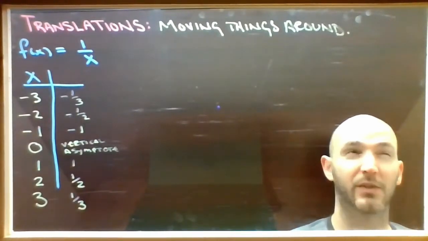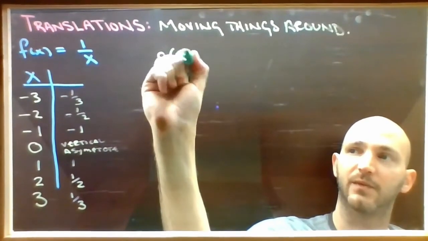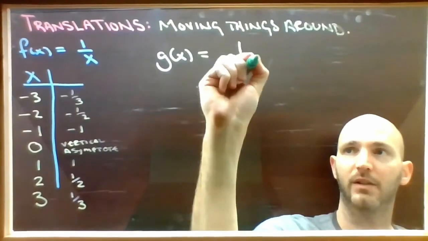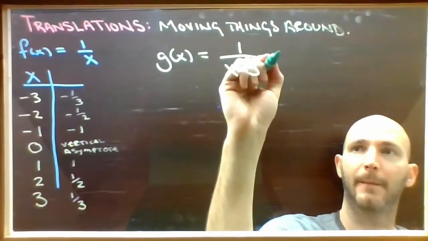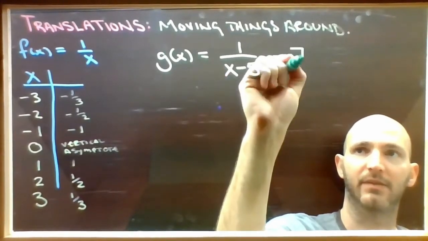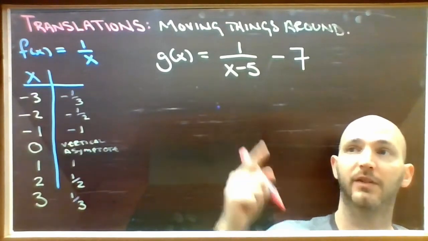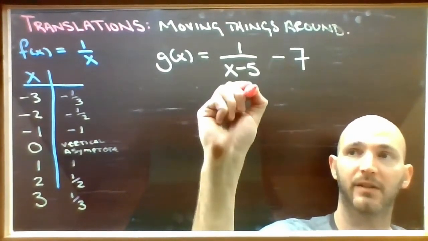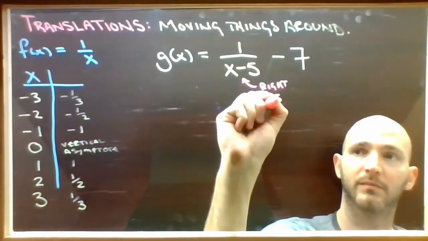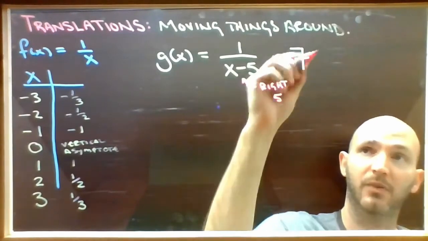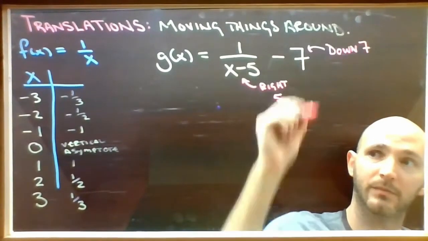So since we need to translate this rightward and downward, let's sketch g as a function of x is 1 over x minus 5, minus 7. So a negative inside of the operator is a rightward shift, and a negative outside the operator is a downward shift.